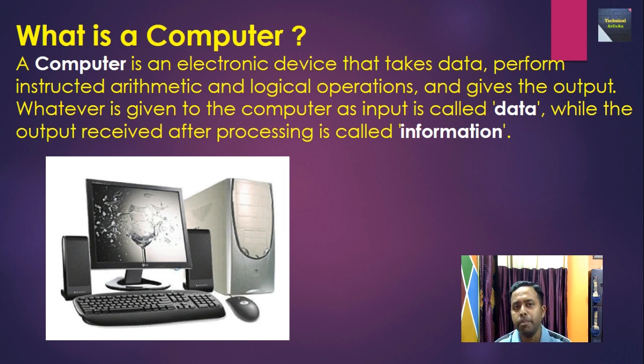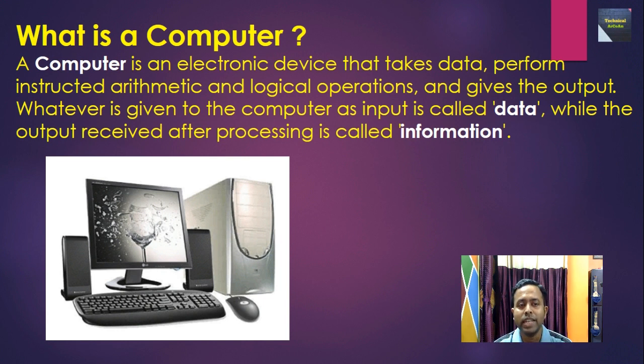That means a computer we can say is an electronic device. Why? Because a computer can only compute with 0 and 1, which is known as machine language. So that's why we call a computer an electronic device. Electronic devices normally work on 0 and 1, so that's why they are known as electronic devices, right? And they take data, perform instructed arithmetic and logical operations on this 0 and 1, right?